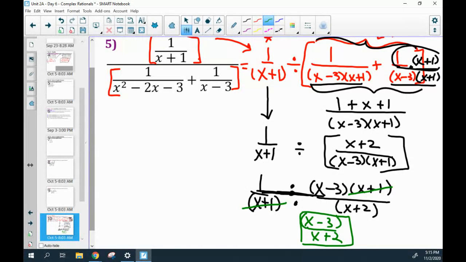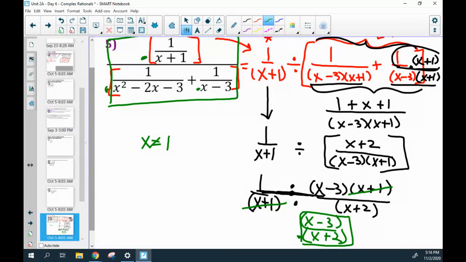So this is my simplified fraction of the original, which was awful messy. Now what I didn't do is the exclusions. I have to do exclusions early in the denominators and also late. So early I got x is not equal to 1, negative 1. That's from here. This guy was factored over here, so x cannot be 3 and x cannot be negative 1.